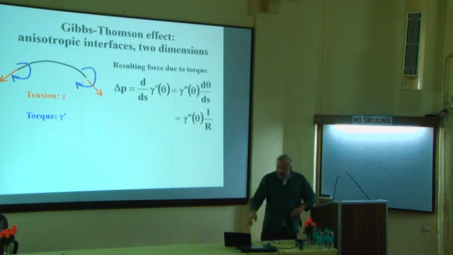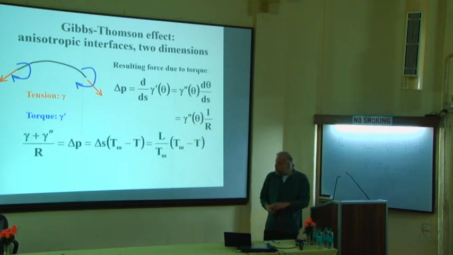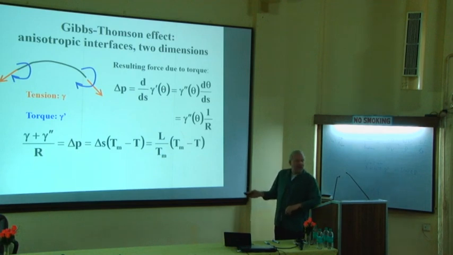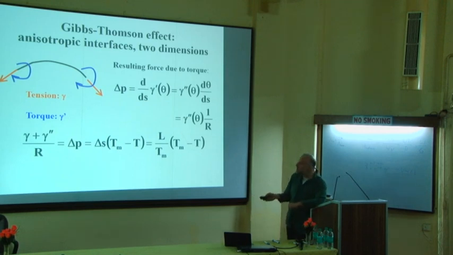gamma. So the Gibbs-Thompson boundary condition now, instead of just being gamma by r, it's gamma plus gamma prime prime divided by r is equal to the thermodynamic part, which hasn't changed. Okay? So in 2 dimensions it's quite easy. You just have to replace gamma by r by gamma plus gamma double prime.